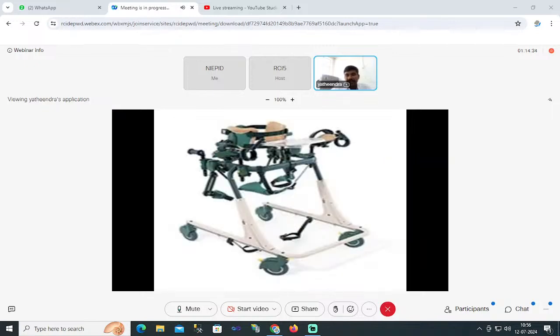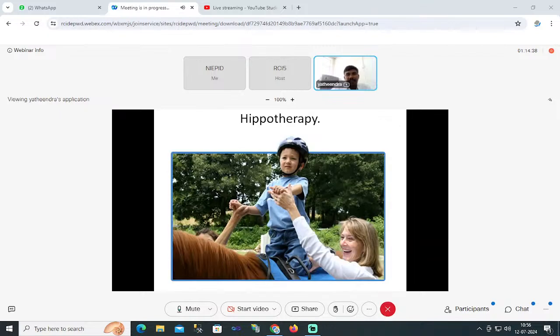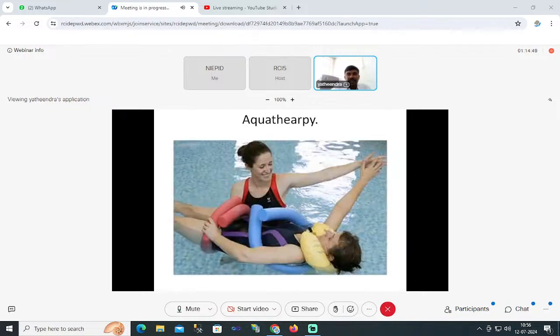And this is just with the gliders. Then the wheelchair and hippotherapy, which is again one of the important therapies. It will stimulate the vestibular activity, promoting head and neck control, trunk control and upper limb activities. Okay. And we can go with the aquatic therapy.